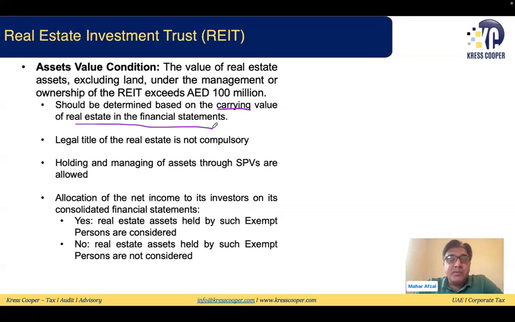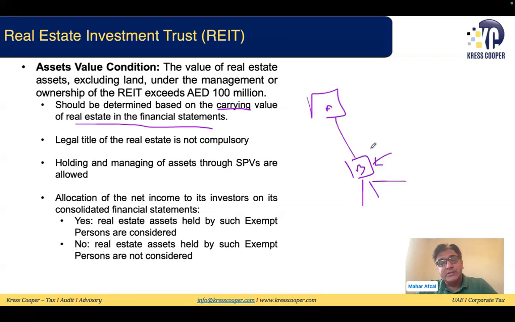Holding and managing of assets through an SPV is allowed. There is one fund, Fund A. This fund is another fund, Fund B. Investment is being made through B, and B is satisfying all related conditions. And whenever the net income is being distributed among the investors, A and B consolidated results are being shown, and based upon the consolidated results, net income is being distributed to the investors. If this is the case, then the law says the assets that are being utilized by B will be considered as well to assess this 100 million portfolio. The same has been written: allocation of the net income to investors on its consolidated financial statement.